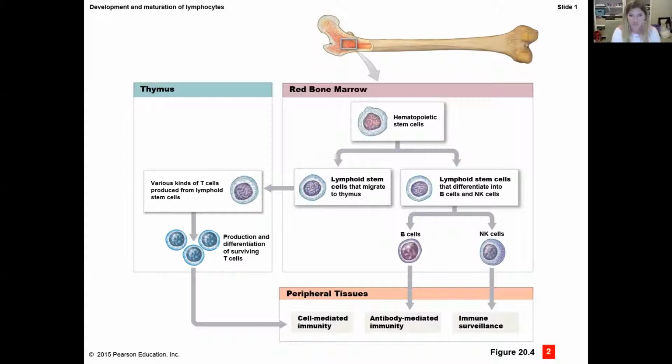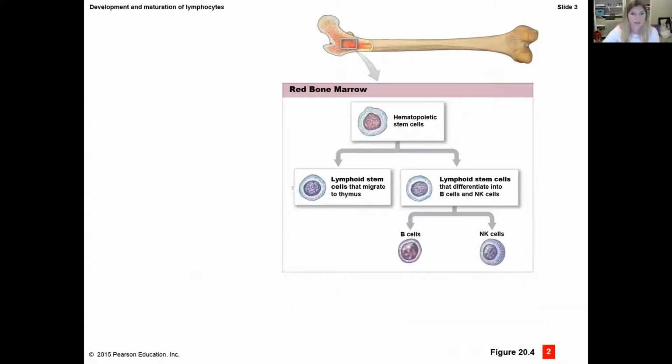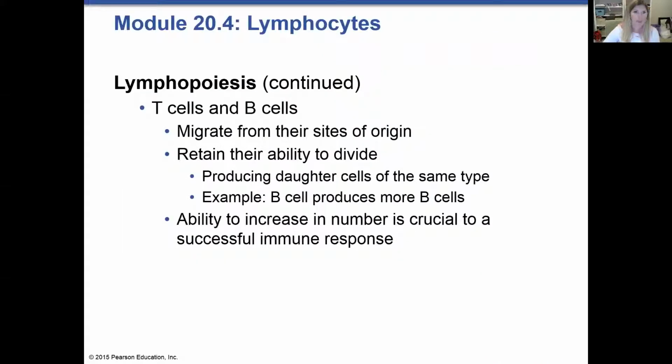Everything originates in the red bone marrow, producing lymphoid stem cells that go to the thymus, and lymphoid stem cells that will differentiate into B cells and natural killer cells. Natural killer cells are responsible for immunological surveillance. B cells are for antibody mediated immunity, and the T cells will develop in the thymus. The thymic hormones drive the development of those T cells, and we'll look at that in a minute.